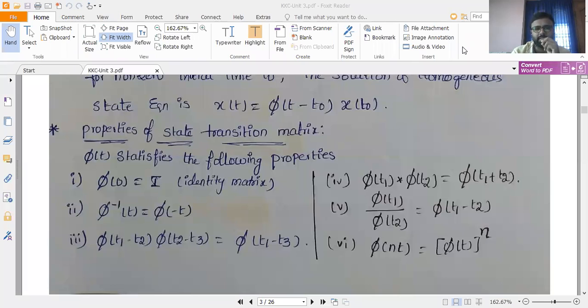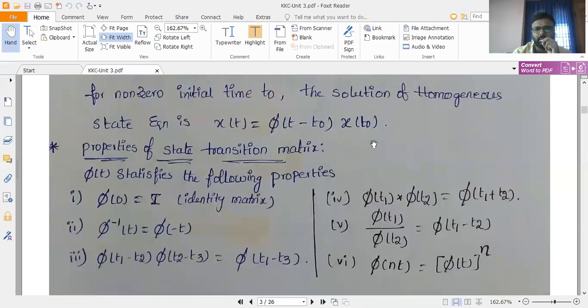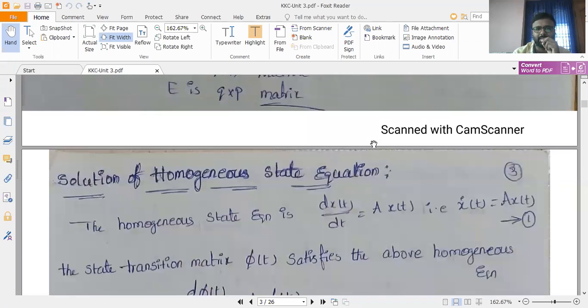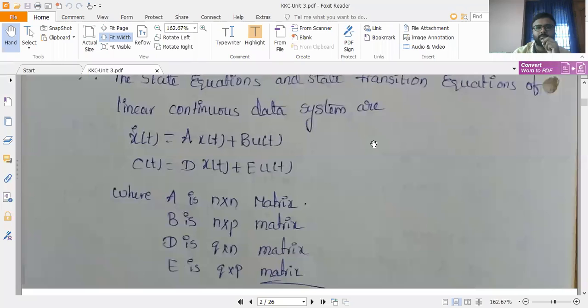So, yesterday we started Unit 3. In that, we saw what the state transition equations are and what the state transition matrix is. After that, we discussed the properties of the state transition matrix. That means we have seen two different state transition equations.